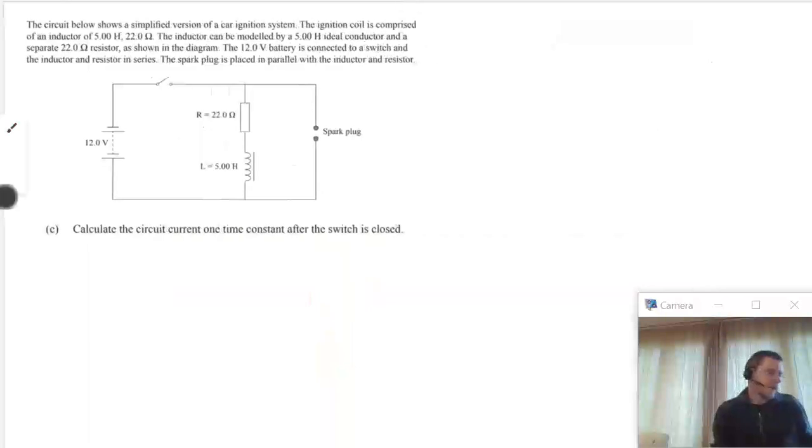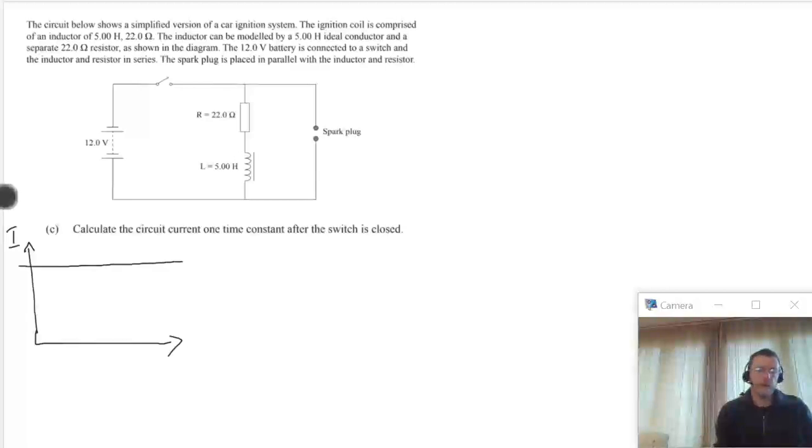How about this question here? Question C. What are we asked for? So the circuit shows a simplified, same circuit. Now calculate the circuit current one time constant after the switch is closed. So you need to know what the whole time constant thing's about. We are going to need several different things. Firstly, we could think about what this really means. This doesn't get you any points, I don't think, but let's just have a look at what this means.